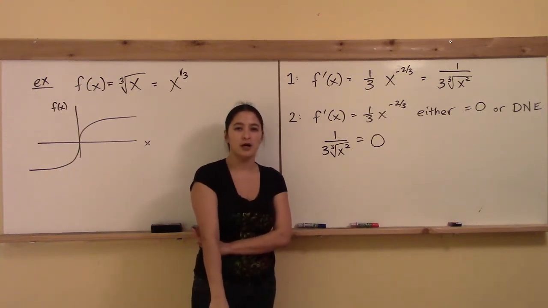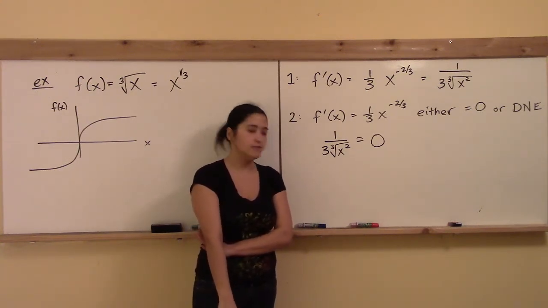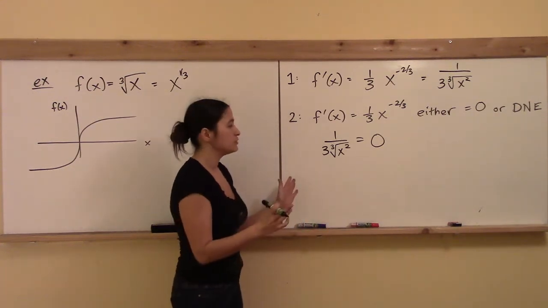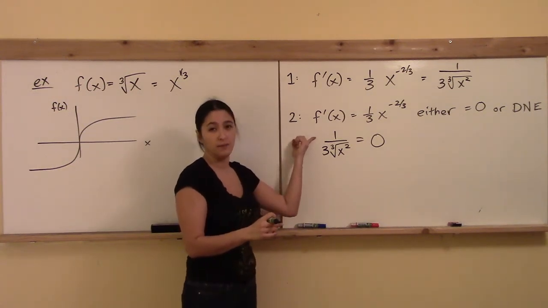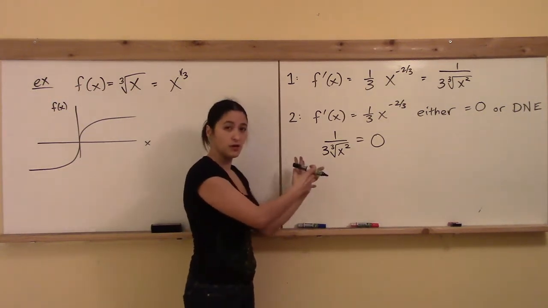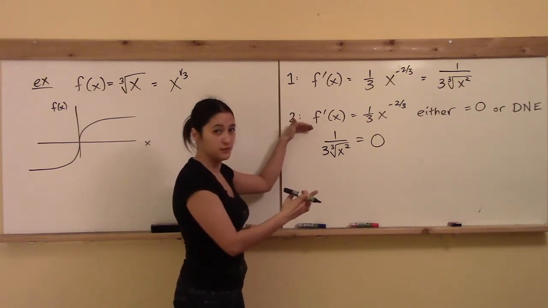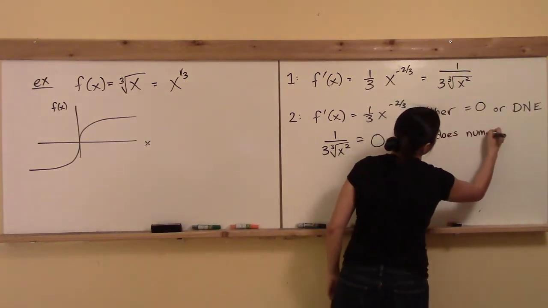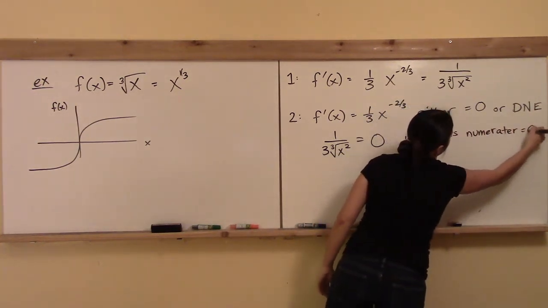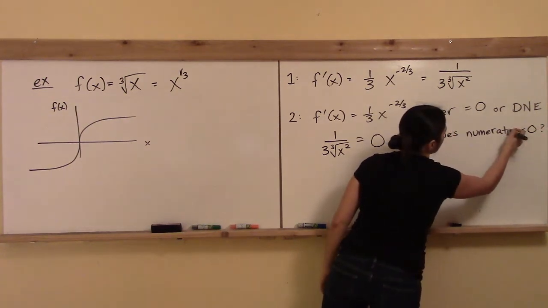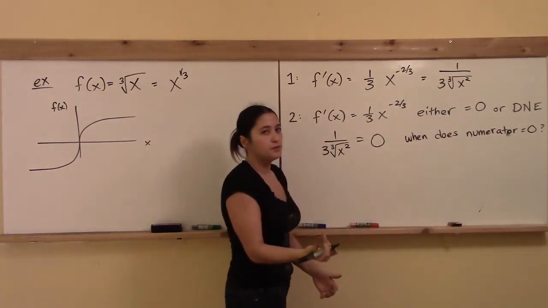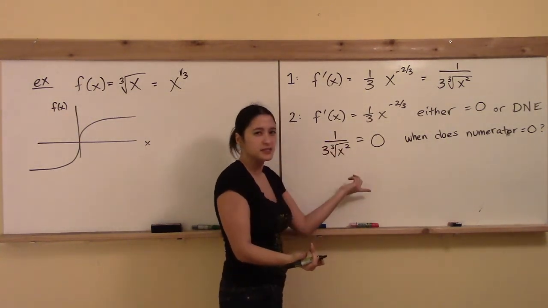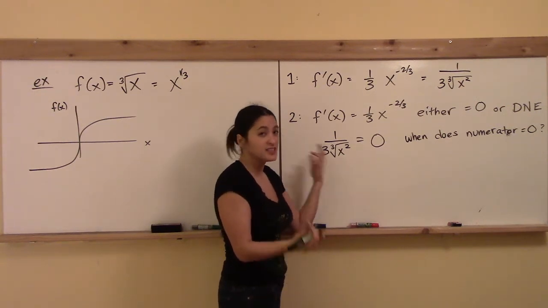Now, do you know how to solve something like this? If you have a fraction that's equal to 0, in general, all you have to do is find where the numerator equals 0. A fraction will not equal 0 unless its numerator equals 0. Okay, so when does the numerator, the stuff on top, equal 0? Well, the numerator is 1, okay? So are you asking me when 1 equals 0? Because that's never true. And that's the answer. This is never going to equal 0.